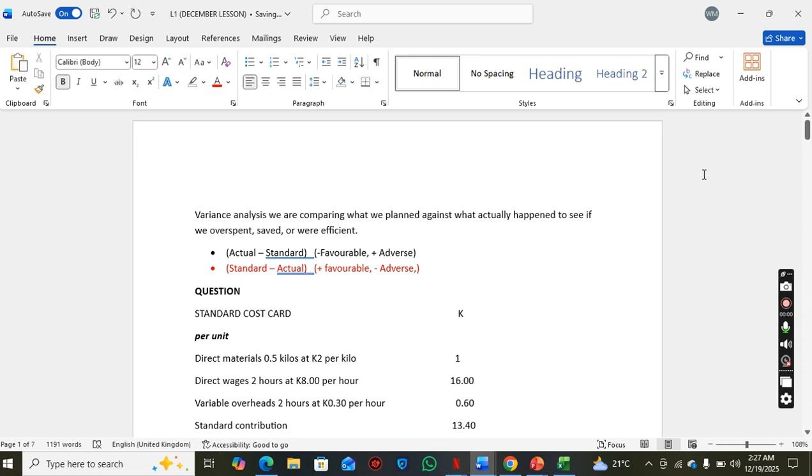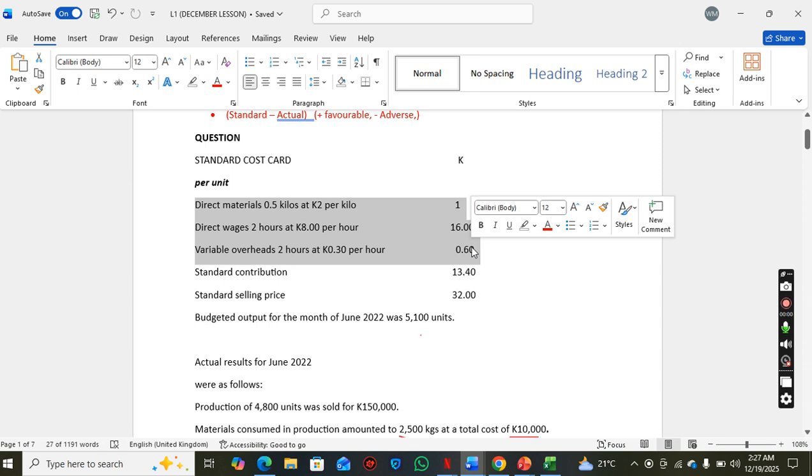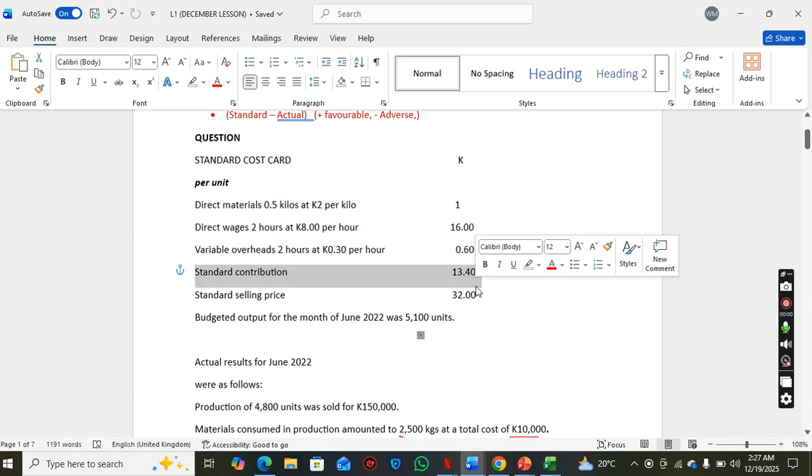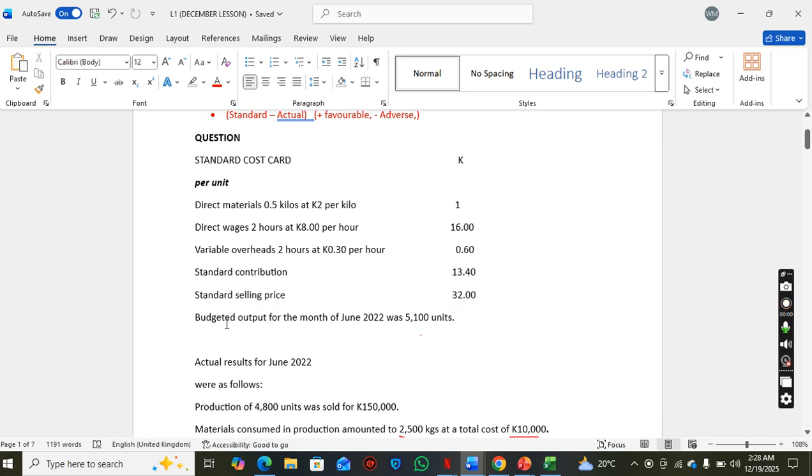Okay. Alright, so here we have a standard cost card. These are the costs that we incur when we're producing each unit of the product we make. You've got your direct materials, your direct wages, your variable overheads. We've got our standard contribution. So standard equates to expected. This is our expected contribution. Standard selling price, this is our expected selling price. And our budgeted output for the month of June 2022 was 5,100 units.